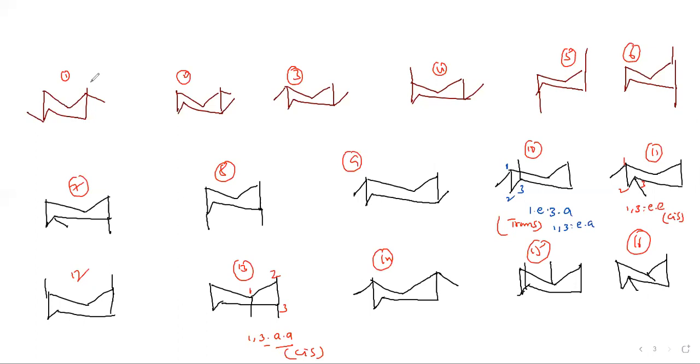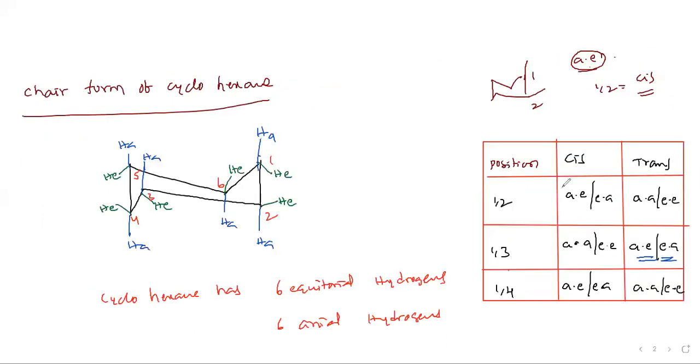Okay. Here, 1 2 3 4. 1 comma 4 equatorial equatorial. What is this? Trans. That's enough. Like that you can find out. Look, 1 comma 4 equatorial equatorial. What is this? Trans.